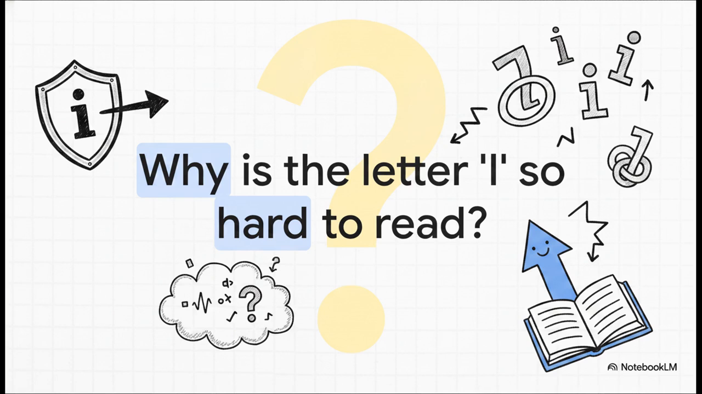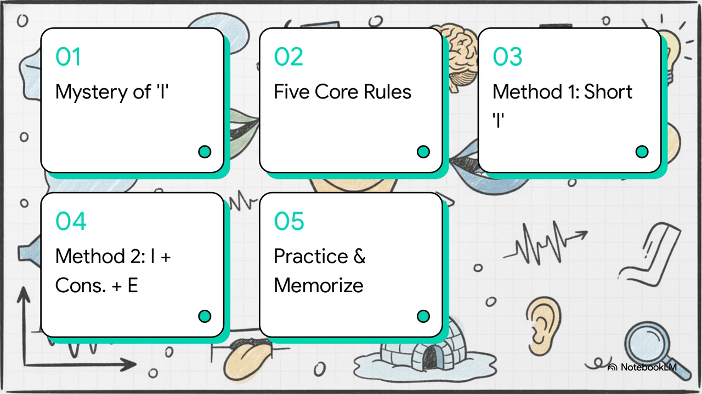But here's the secret. It's not actually chaos at all. There's actually a very logical pattern hidden in there. So here's our roadmap for today. We're going to uncover the mystery of the I, run through the 5 core rules, break down method 1 for the short I, and then tackle method 2, which is I plus a consonant plus E. And finally, we'll practice and lock it all into memory.